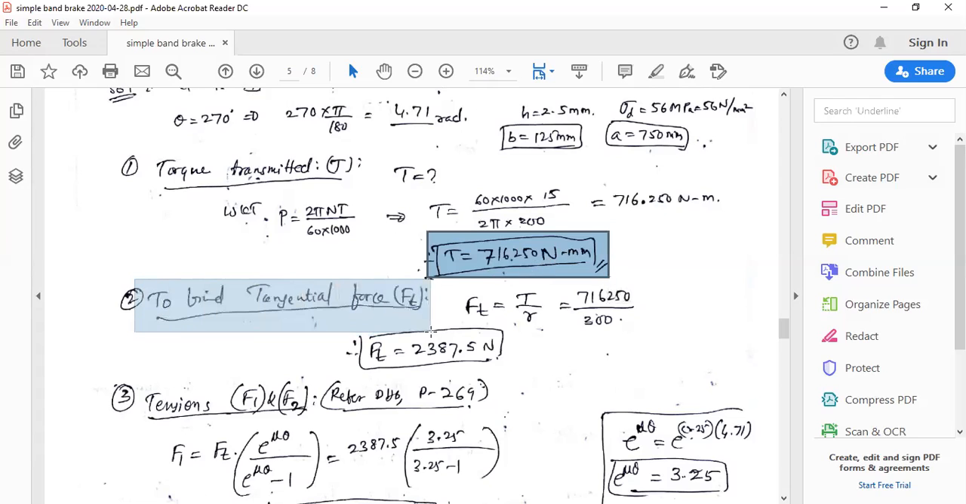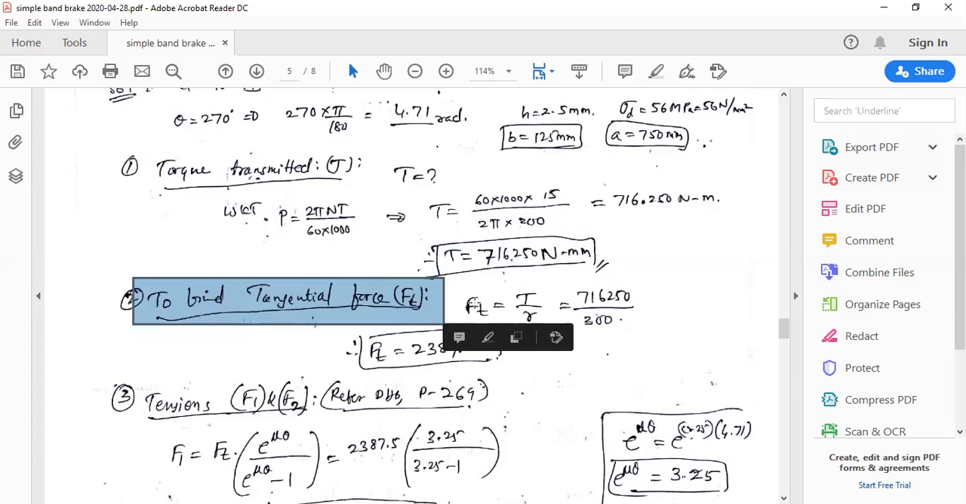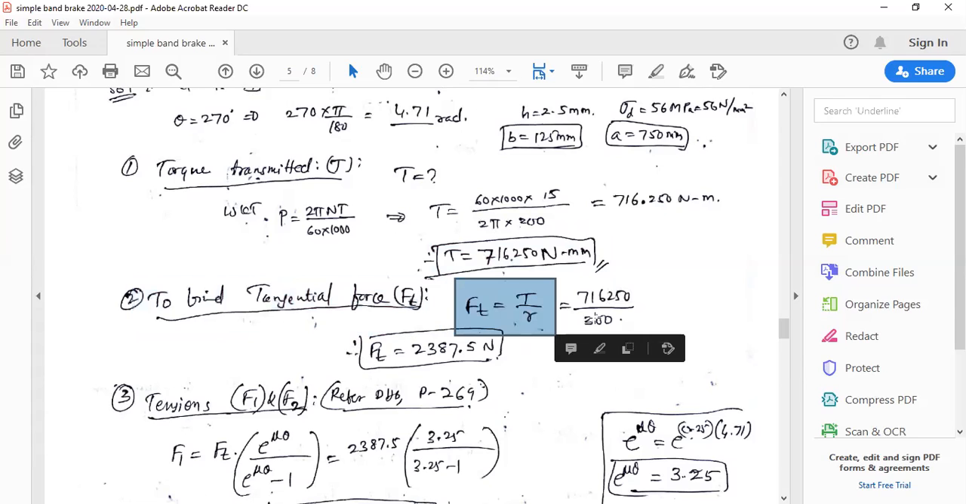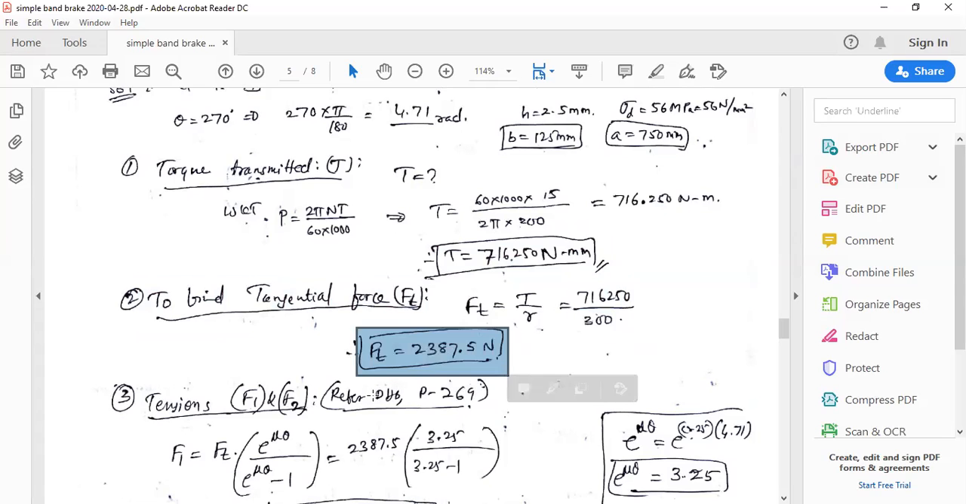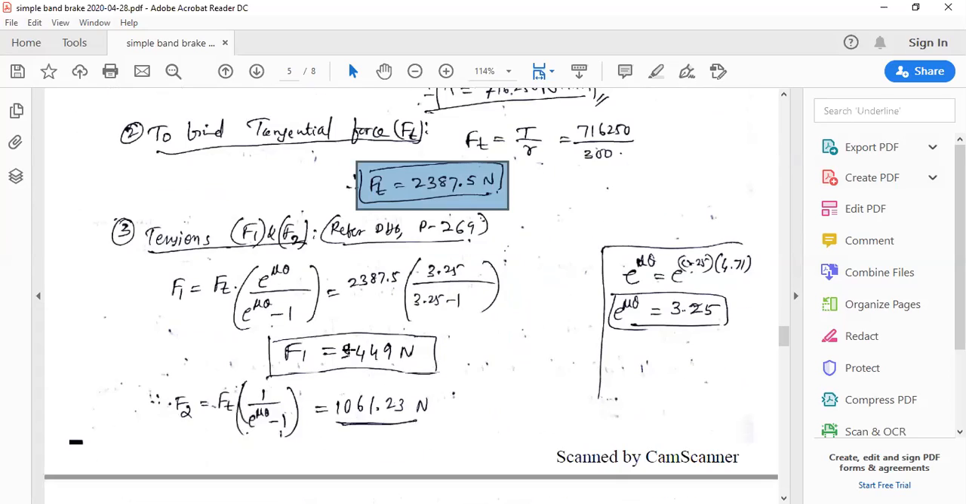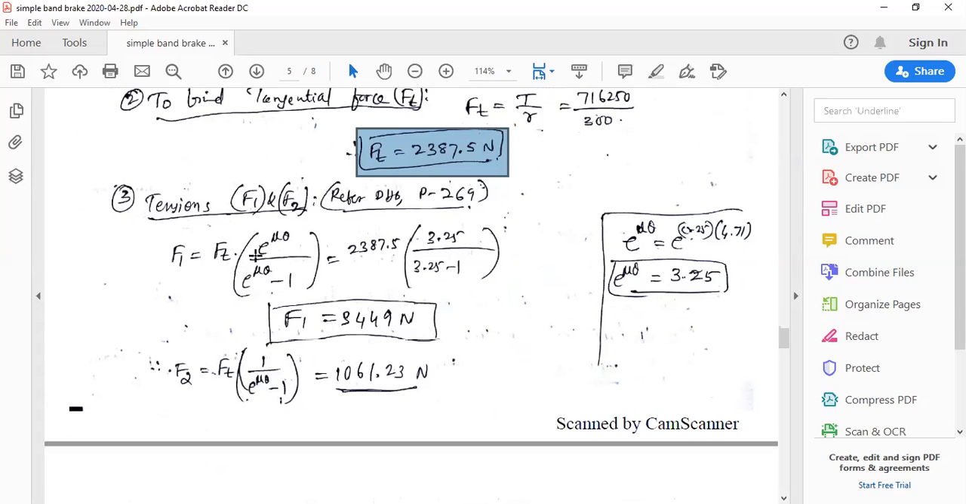The next step is to calculate the tangential force Ft. Ft is given by T by R. T is known, and R is the radius of the drum, that is 300. So Ft is equal to 2387.5 newtons.